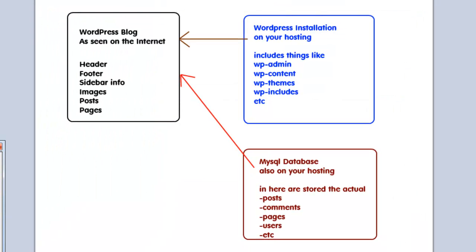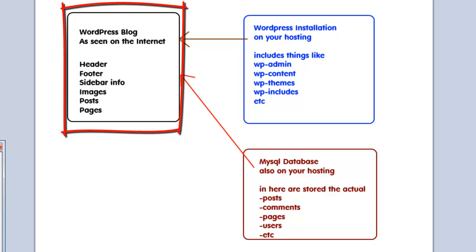First, let's look at what actually makes up your blog. On the left you can see a representation of what people are going to see when they type in your URL. You'll probably have a header and a footer and maybe a background image, sidebar information, and then you'll have posts with or without images and pages. And this is what people see when they load up your blog.